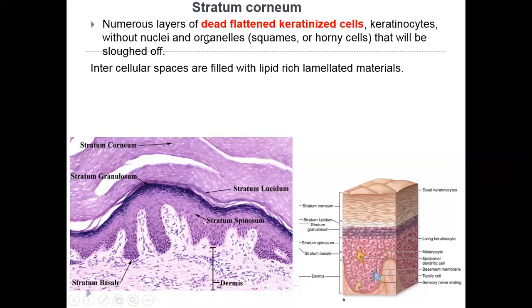The last layer, stratum corneum. Here there are numerous cells which are dead cells and keratinized cells. Here the cells are present, but they lose nucleus and organelles, and they are squamous cells, horny cells, and that slowly gets sloughed off. But the intercellular spaces contain lipid-rich lamellated materials. So thus it acts as a waterproof layer. So this layer is stratum corneum. In the thick skin, it is very thick. In the thin skin, we have this keratinized layer, but the thickness is less compared to the thick skin.